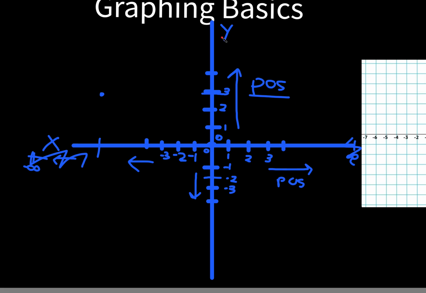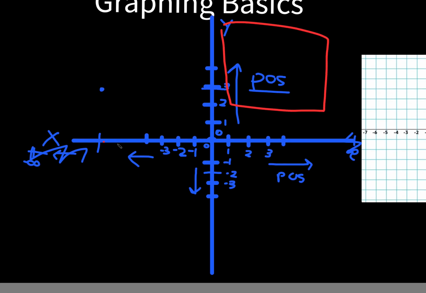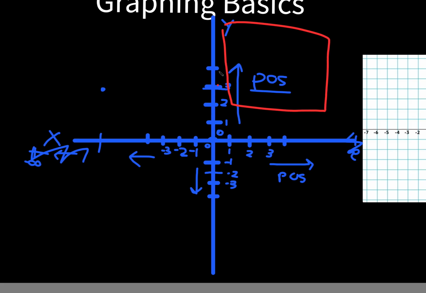This segment right here, this entire area, where both the x coordinate of a point, for example, and the y coordinate would be positive. This is quadrant 1.